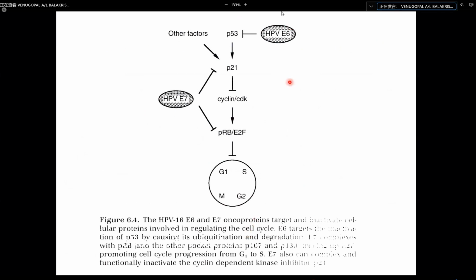Okay, so the factors we look at: E6 and E7. E6 blocks P53, E7 blocks P21 and pRB, which all regulate the cell cycle and keep it from going from G0 to G1 phase. But when all of this is blocked, cyclin cannot work, pRB is continuously working, so the cell cycle keeps on rotating. Here you see the arrow is blocked. It's actually blocking, but now everything should be straight after the infection.